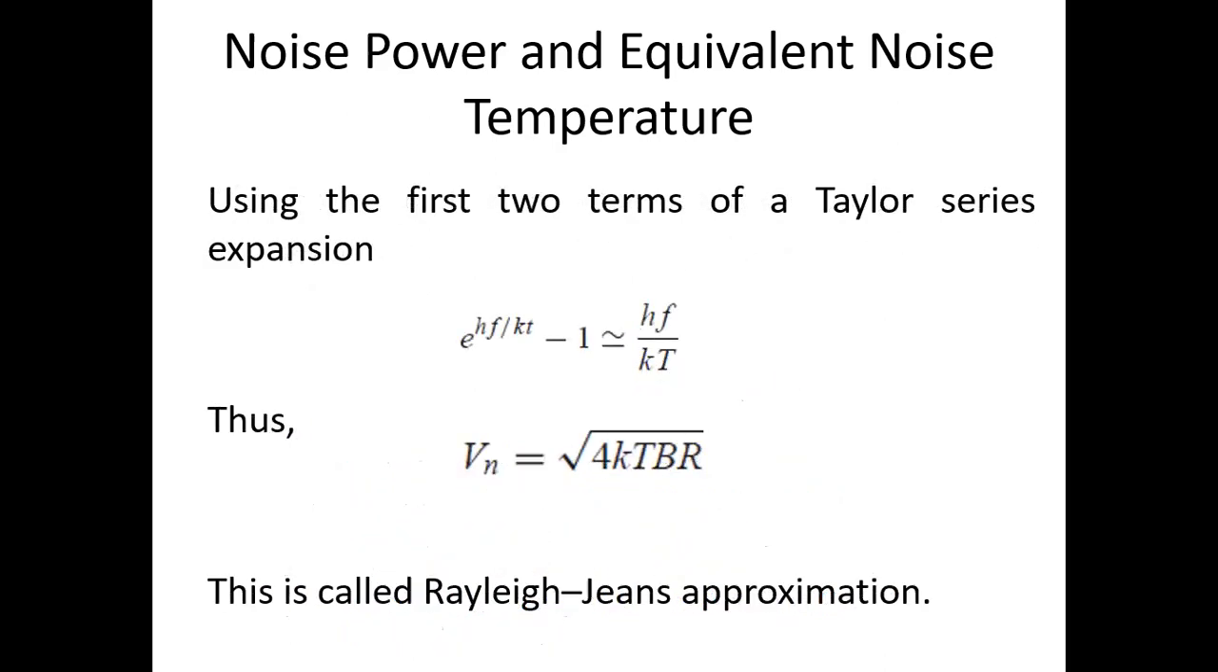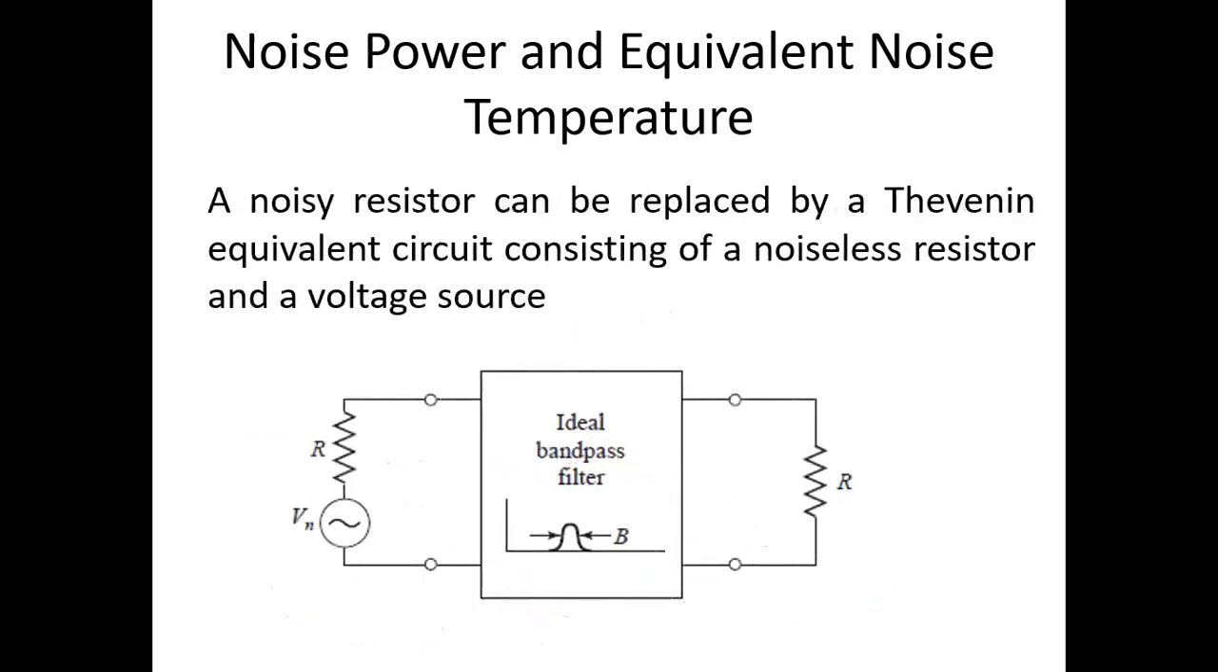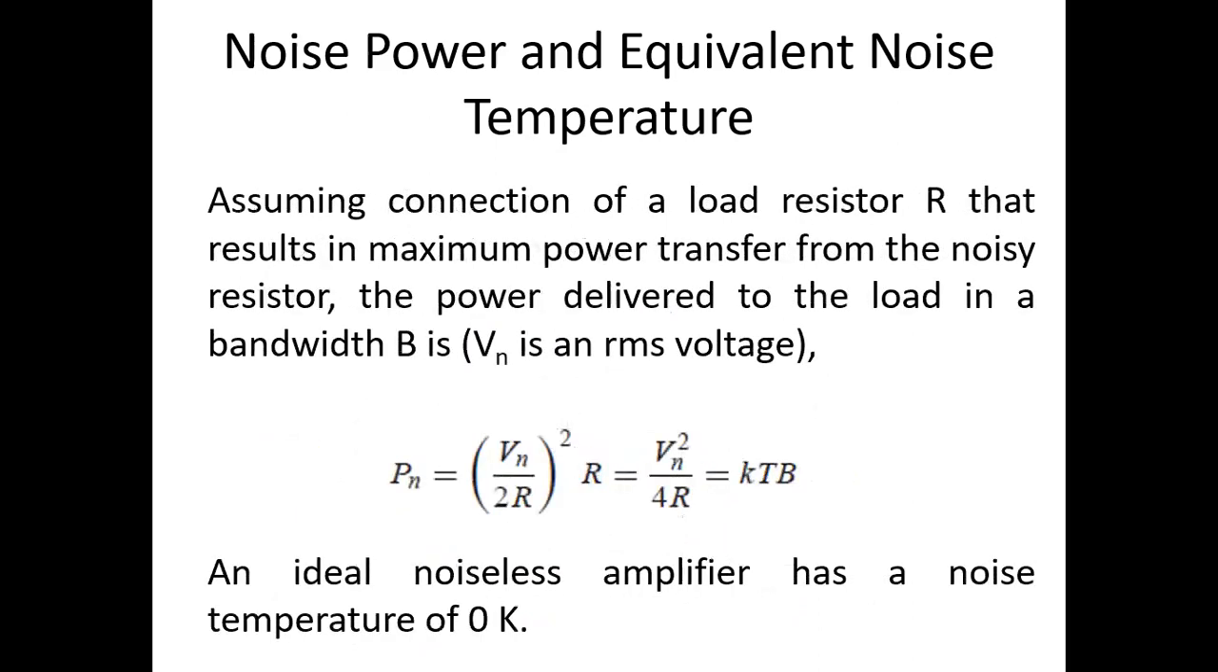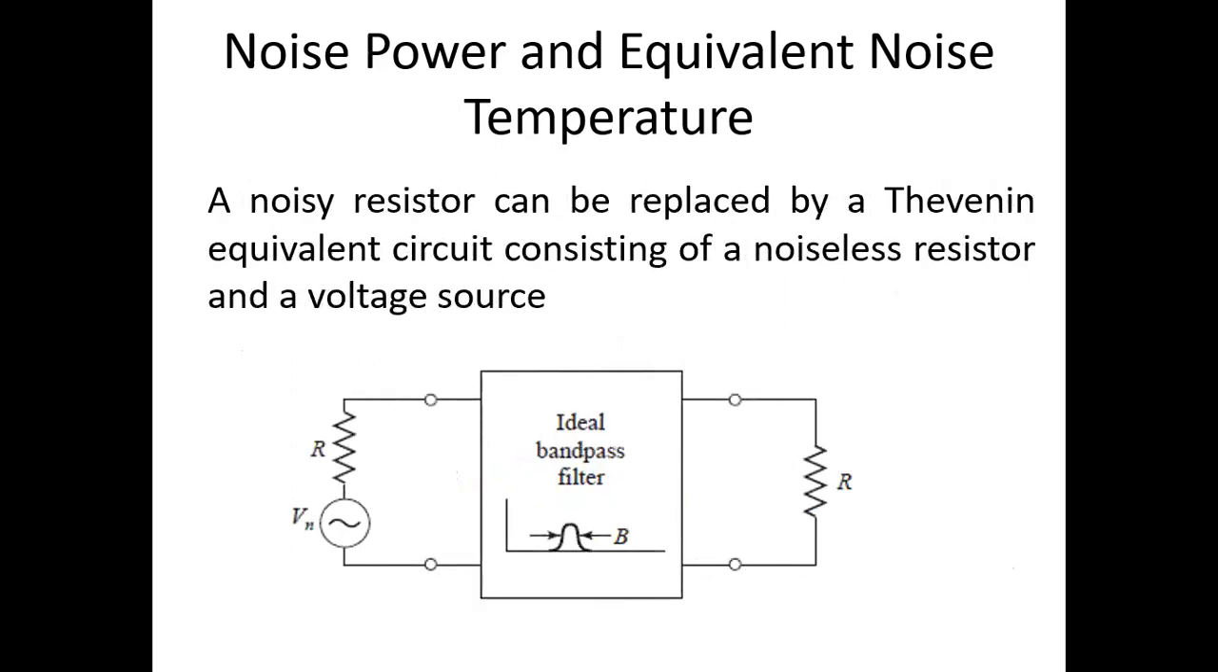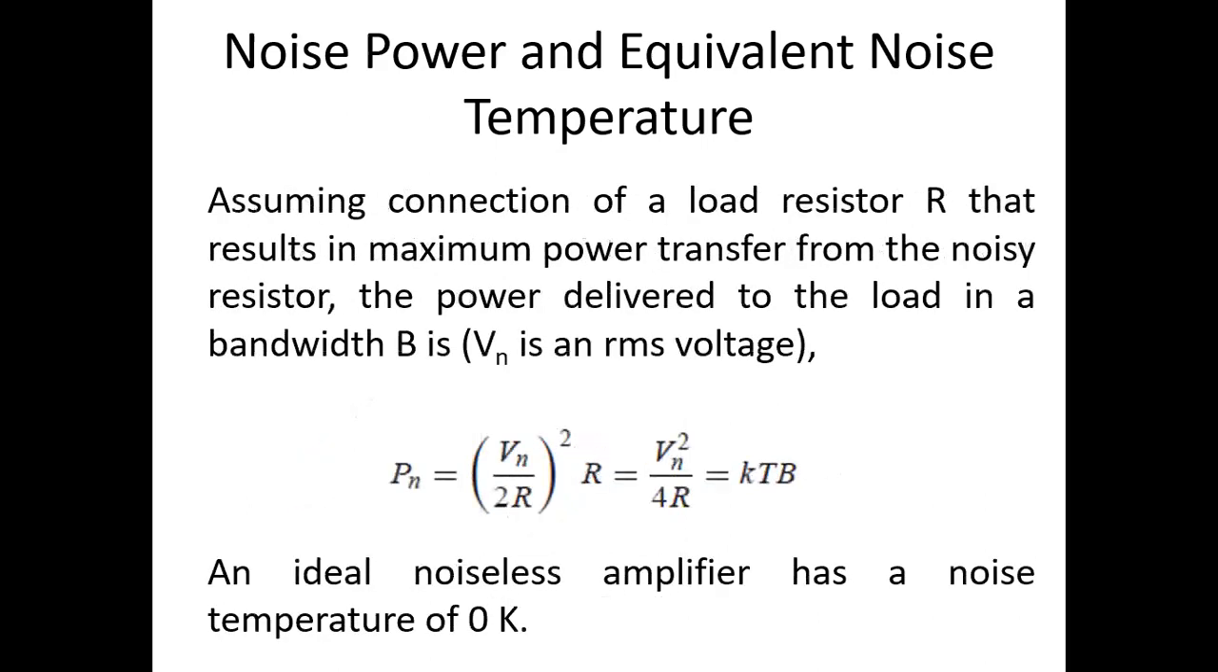This is called the Rayleigh-Jeans approximation. Anyway, whatever it is. Now we'll consider that our signal passes through a filter and it does not allow anything except B. So it's the ideal band pass filter. At the right end, we have only, in the spectrum, the B part of the components.